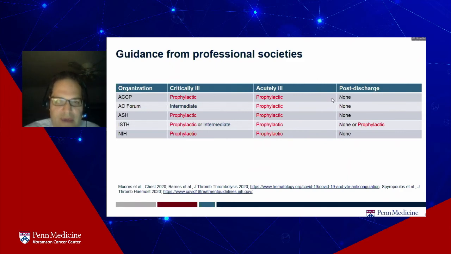So if we look at acutely ill patients, the sorts of patients we find on the wards, there is consensus among the organizations that these patients should be treated with prophylactic intensity anticoagulation. Among critically ill patients, where the rate of VTE appears to be higher, some organizations recommend prophylactic intensity anticoagulation, while others suggest consideration of a higher dose, intermediate intensity anticoagulation. And then most of the societies suggest against the routine use of post-discharge anticoagulation.